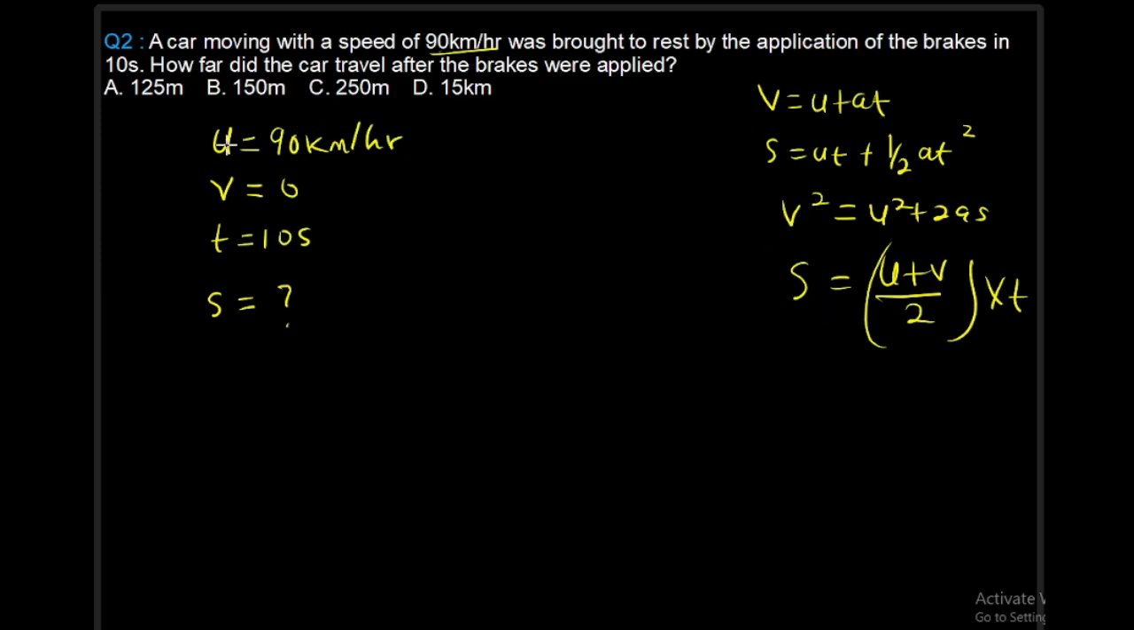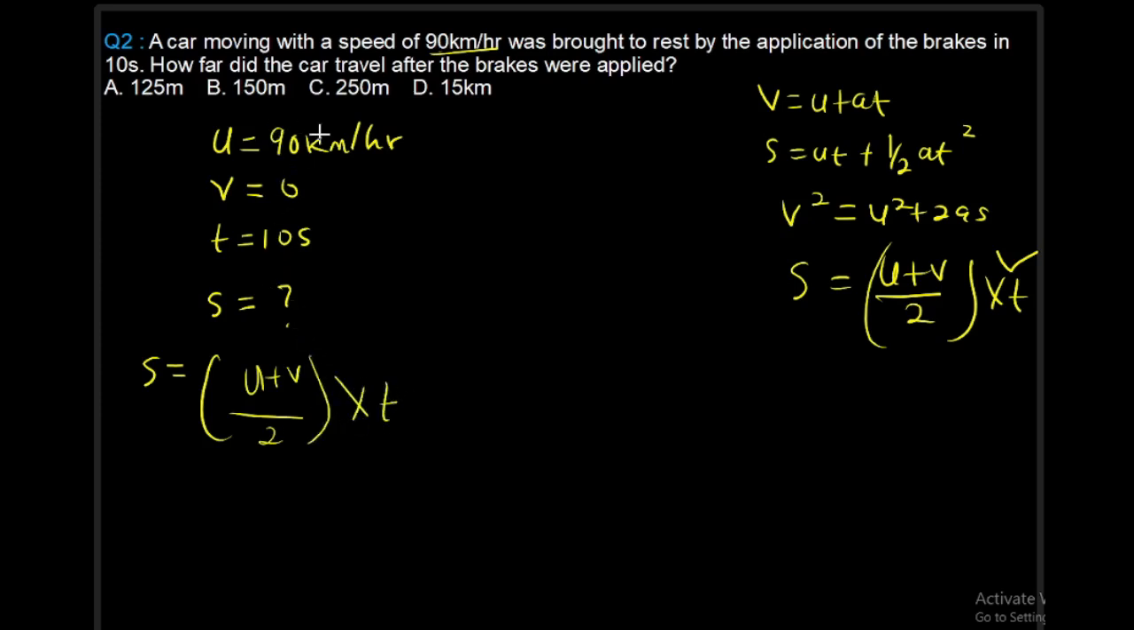Let's confirm. You look at what we have here. U, do we have u in this formula? Yes. V, do we have it in this formula? Yes. Do we have t in this formula? Yes. Do we have s? Yes. So this is the formula to go with. At this point we just need to plug in our values and we'll get our answer. So we're going with s equals u plus v all over 2 multiplied by t.